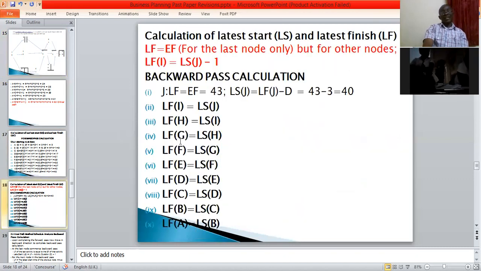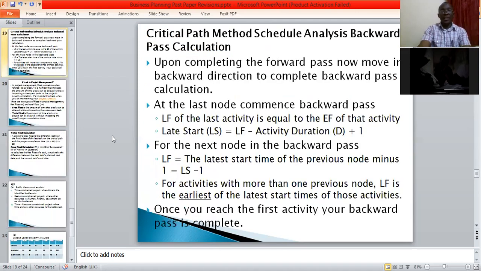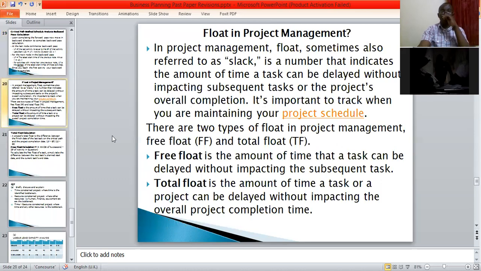So you can practice the others here, just the same principle. Okay? Just know that the latest finish of G is the start of B, and the latest start of H. Okay. So the next thing is what I've just explained.